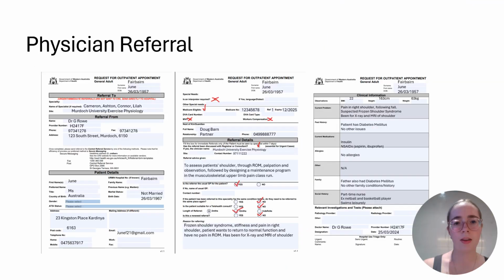Miss Fairbairn was referred to us by her physician, Dr. Rowe. On the referral, Dr. Rowe indicated that she has frozen shoulder syndrome following a fall and her susceptibility from diabetes. Dr. Rowe referred her to us for our exercise class we hold at Murdoch University Exercise Physiology for those who have upper limb musculoskeletal pain, as it will help reduce the stiffness and pain and increase the range of motion in her shoulder.